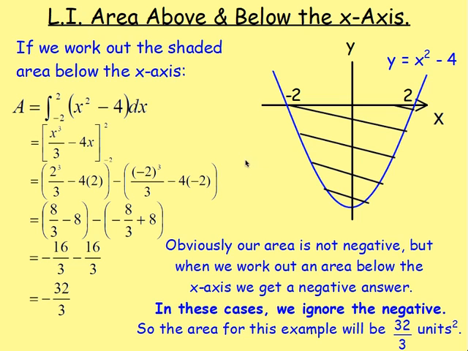We were then looking at the area below the x-axis. So if you work out the area here, again you would integrate your function, x squared minus 4, where we've got our limits of 2 and negative 2. If you work that out, then we get down to negative 32 over 3. What? It doesn't make sense. We don't have a negative area. Such a thing does not exist. So if you do get that, then you ignore the negative, because the area cannot be a negative. When you work out the area below the x-axis, you end up with a negative answer. So in those cases, you ignore the negative, and you would say the area would just be the 32 over 3.